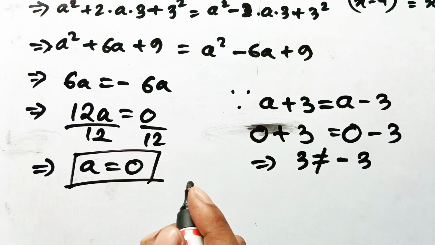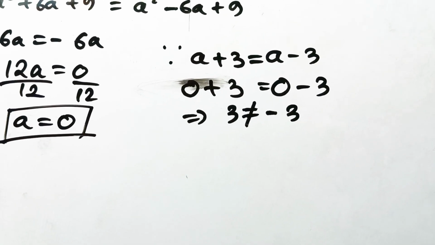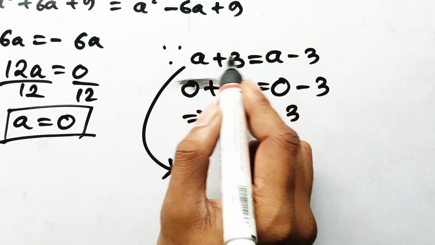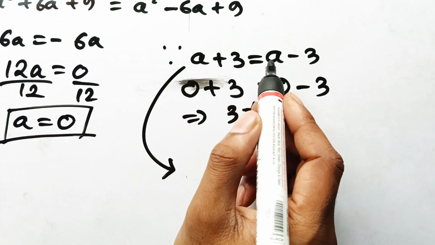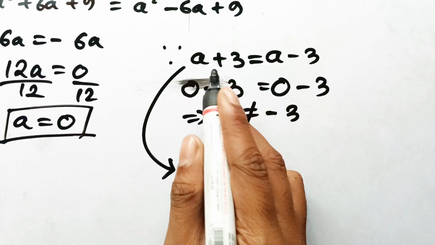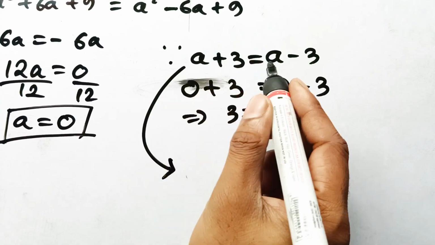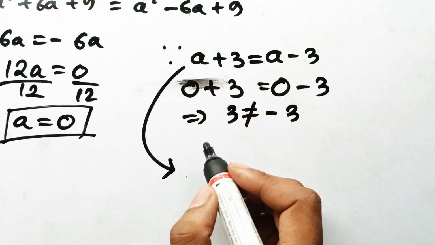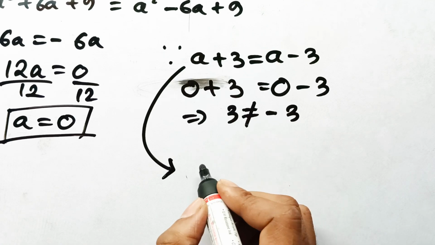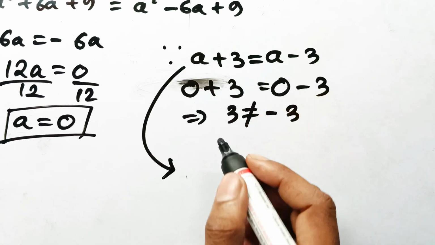Now let's look at method 2, which is the faster logic-based method. And if you used this, you probably saw the answer immediately. Let's go back to the start with a plus 3 equals a minus 3. And instead of squaring, let's just try to group the a terms together by subtracting a from both sides of the equation. When you do that, the a on the left minus the a you subtracted becomes 0, and the a on the right minus the a you subtracted also becomes 0.